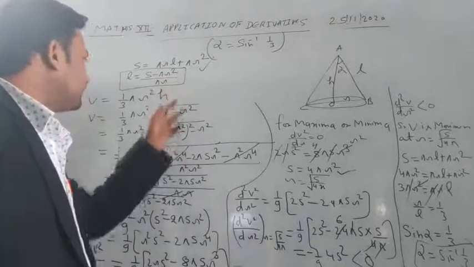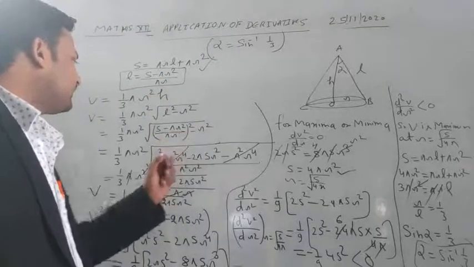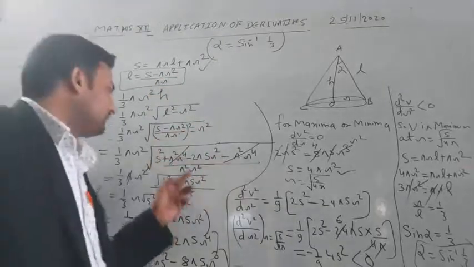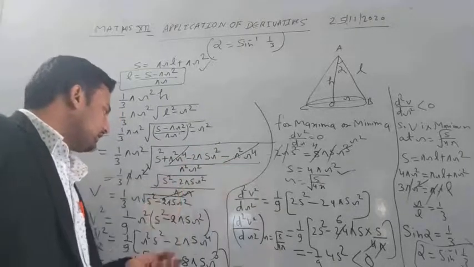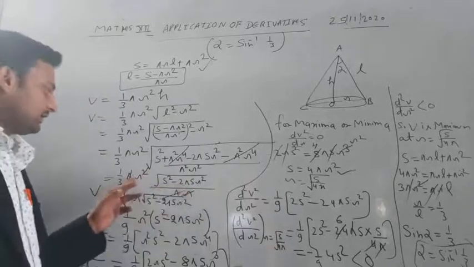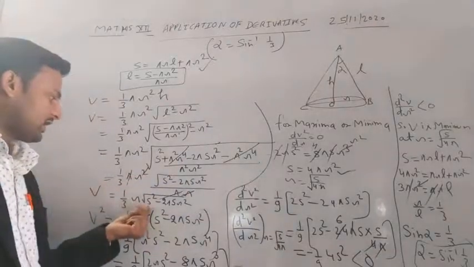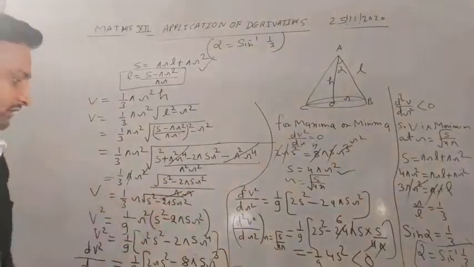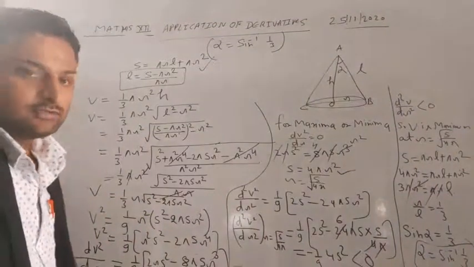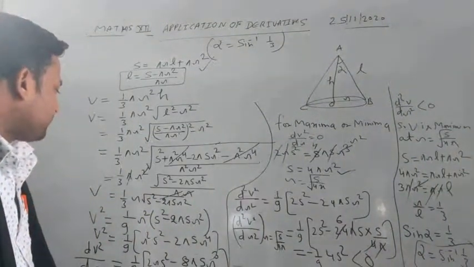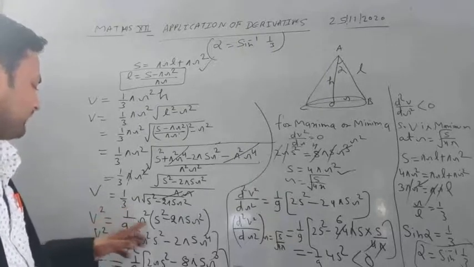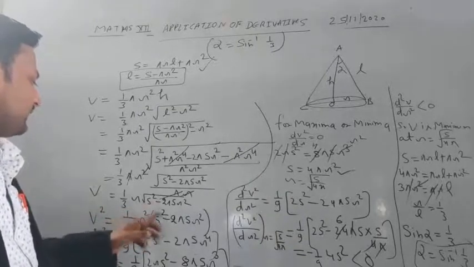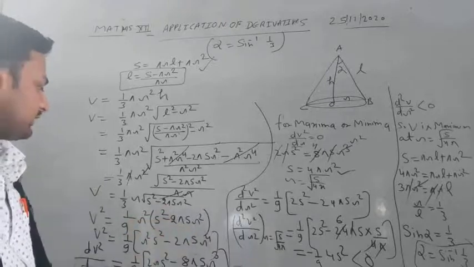Putting the value of S from here, now taking the LCM of r square, we will subtract, it will be cancelled out, and the remaining term is this, and pi and r will be cancelled with this. We get 1 by 3 r under root S square minus 2 pi S r square. Now V square will be what? Equal to 1 by 9 r square, and this is (S square minus 2 pi S r square).